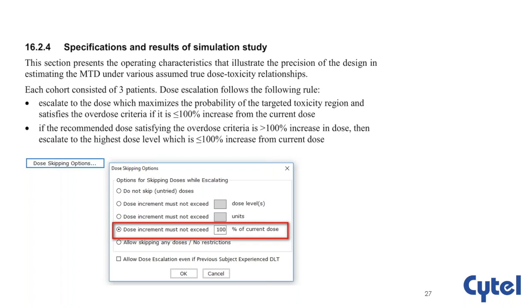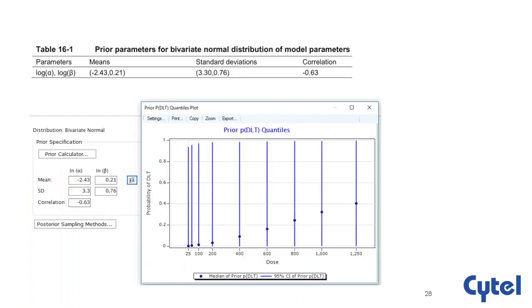So you can impose different restrictions in that. The type of restriction that was imposed in this particular paper was that the dose increment should not exceed 100% of the current dose. So in the worst case scenario, you're going to be doubling your current dose level. And then we have to decide what sort of prior distribution we're going to be using for these 2 parameters.